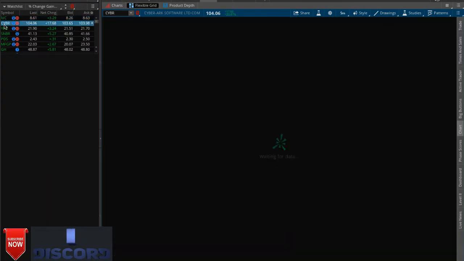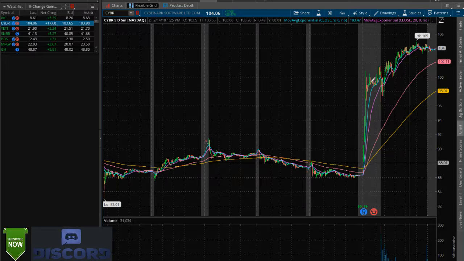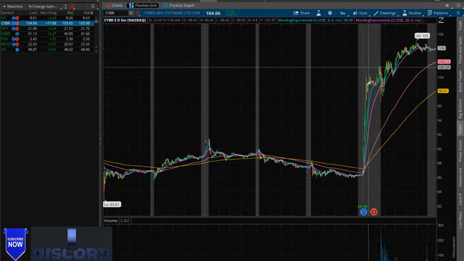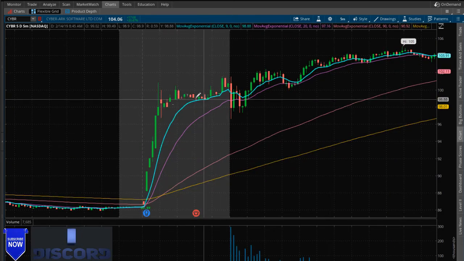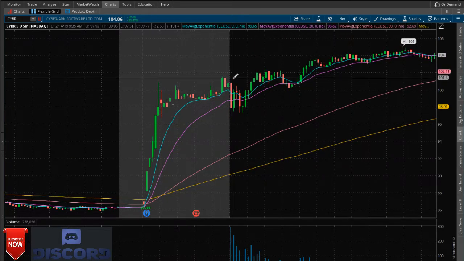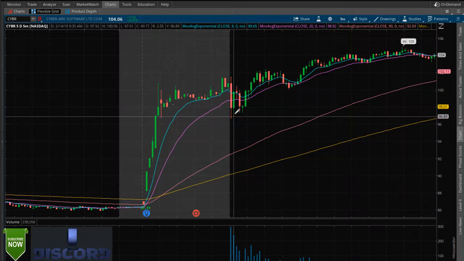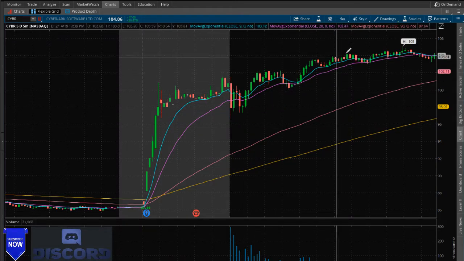So let's pull up another one here. Let's go to CYBR. Let's see this one. Very similar scenario. Gapping up. The one thing that was a little concerning here is we had this huge sell-off from the market, but then it got bought back up and maintained its highs.